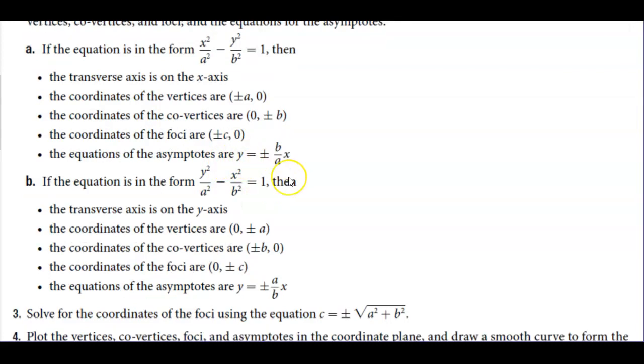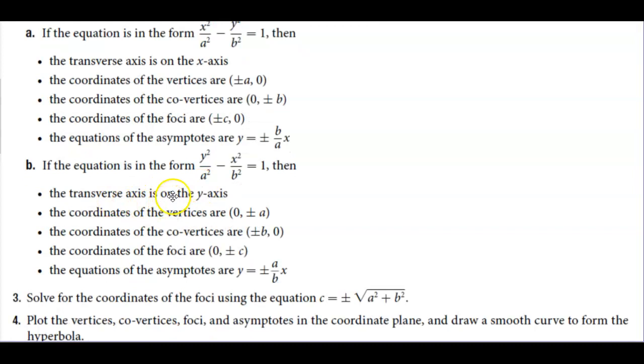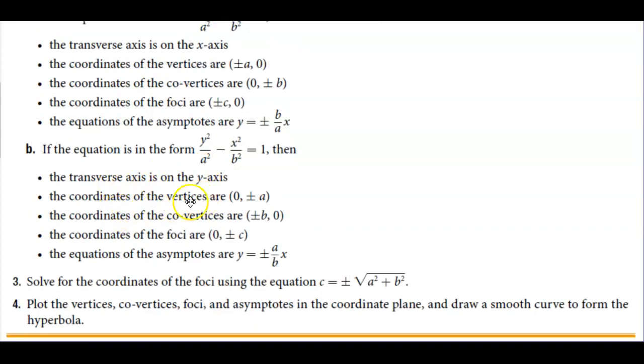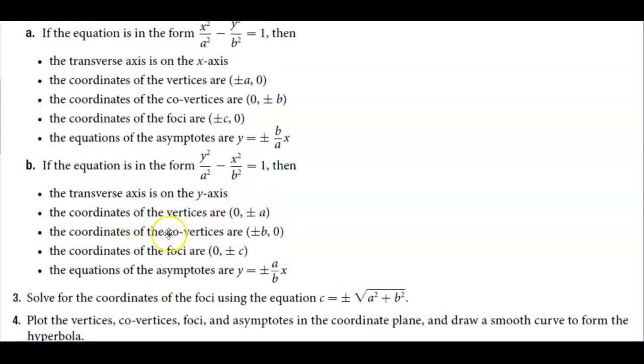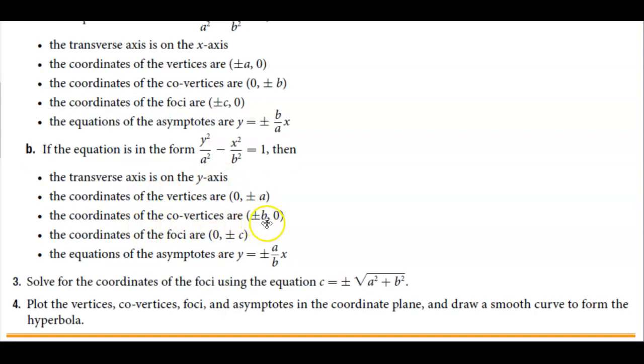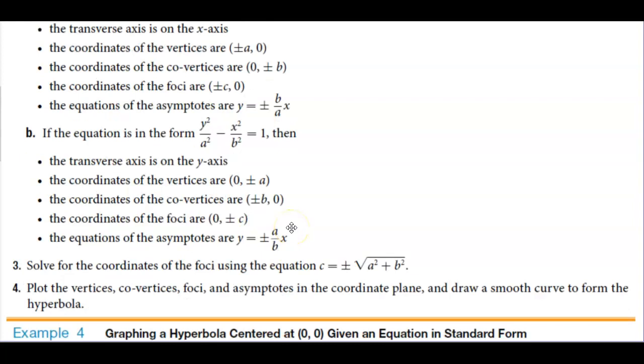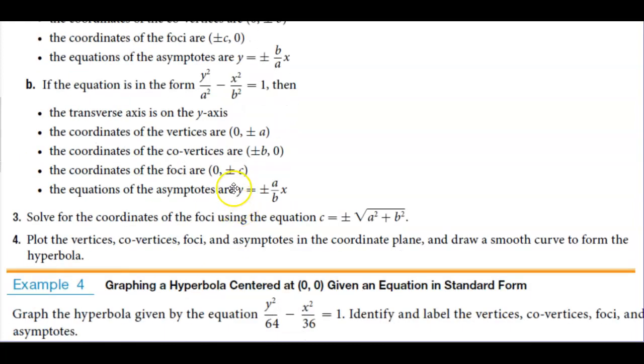Now, if the equation is in the form where the y squared term is positive, then the transverse axis is on the y-axis. The coordinates of the vertices are 0, plus or minus a. The coordinates of the co-vertices are plus or minus b, 0. And the coordinates of the foci are 0, plus or minus c. The equations of the asymptotes are y is equal to plus or minus a over b x.